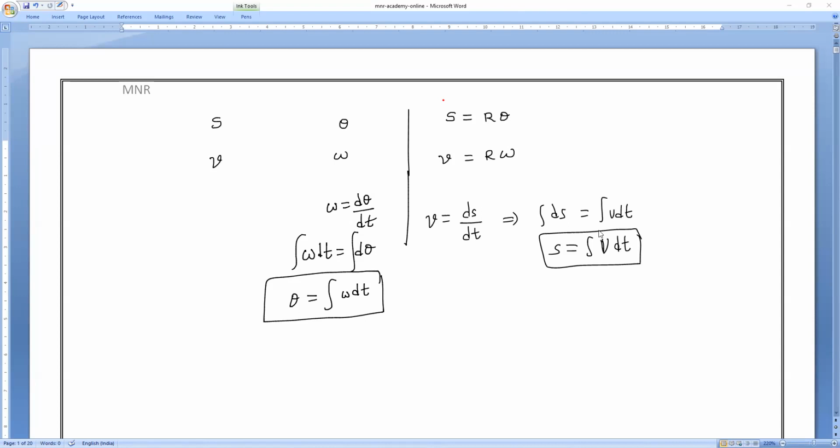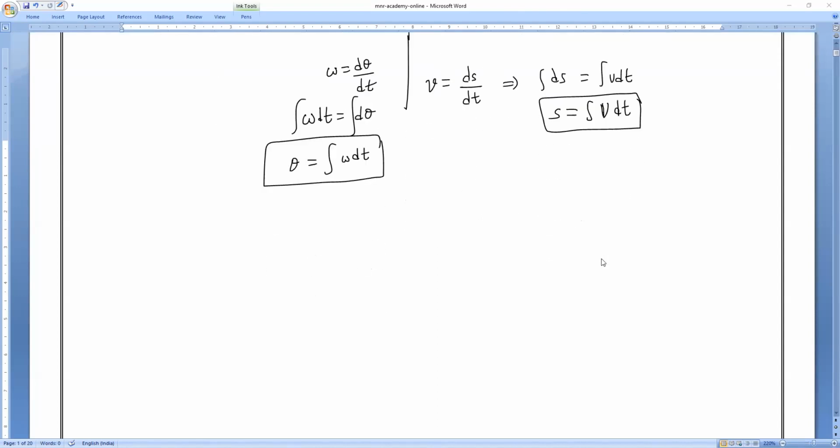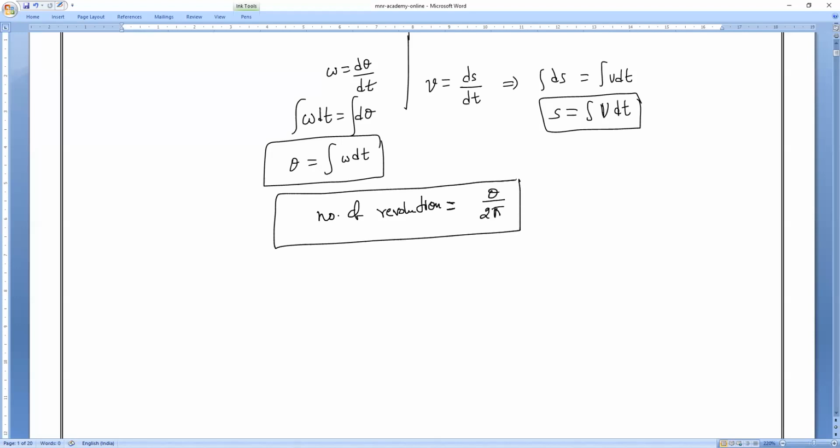It's okay. Now observe very carefully. This is what we have studied, and yesterday in the last numerical we studied how to find the number of revolutions in a given period of time. What is the formula? Number of revolutions is equal to theta divided by 2 pi. This is for calculating the number of revolutions in a given motion.